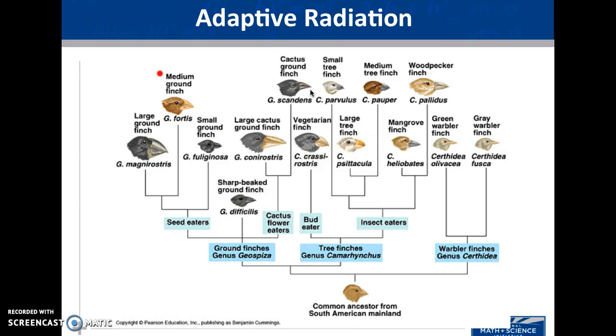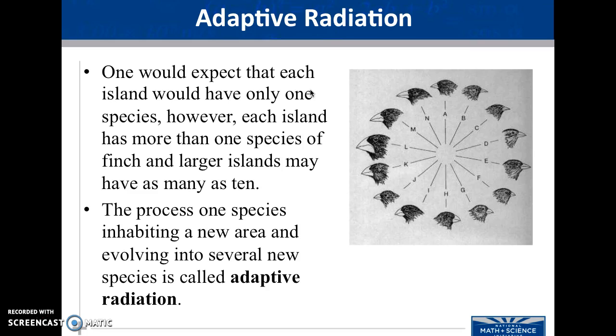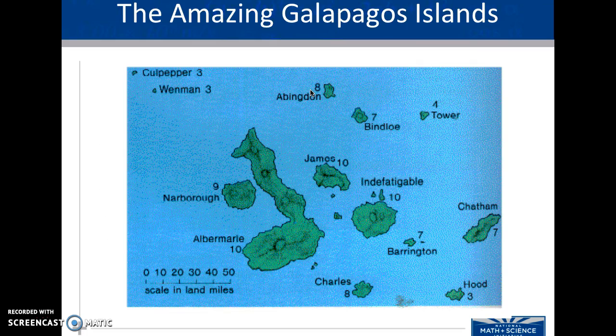This is a cladogram of that, or a phylogenetic tree, I should say. One would expect that each island would have only one species. However, each island has more than one species of finch, and larger islands have as many as 10. The process of one species inhabiting a new area, evolving into several new species, is called adaptive radiation. So not only did the original group move to the new island, differences in need for food, protection, and being in different niches in the environment created the speciation of multiple new species on a certain island.